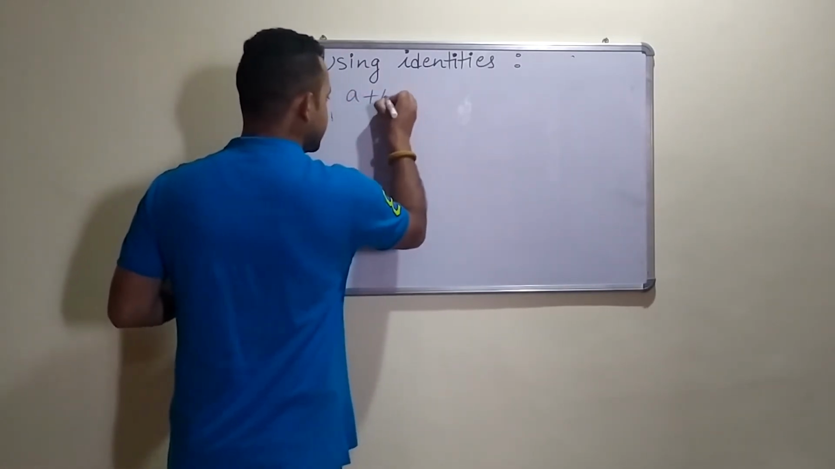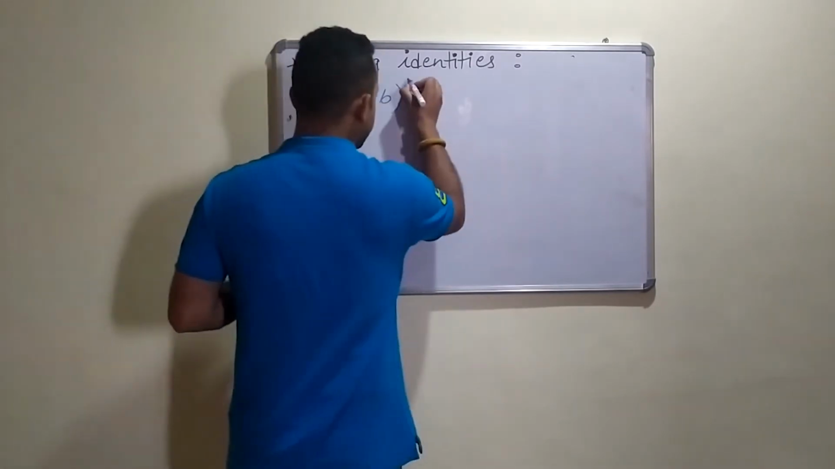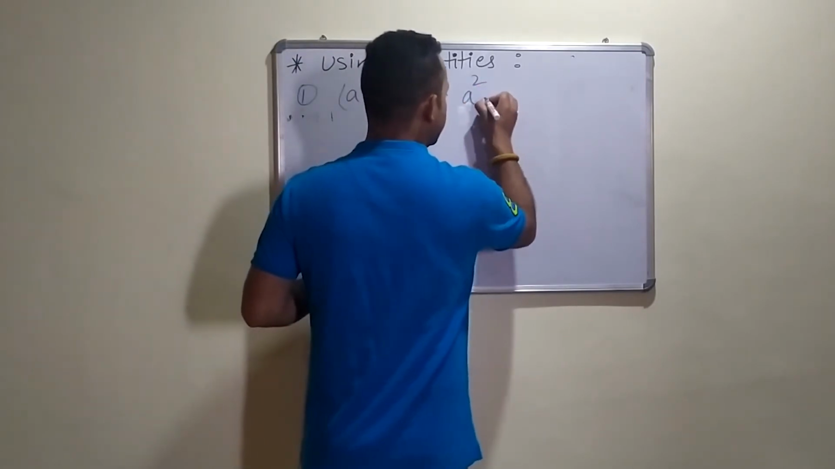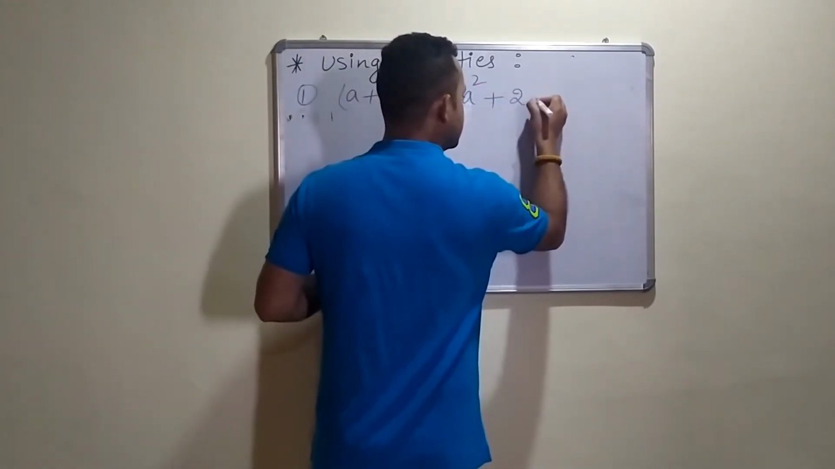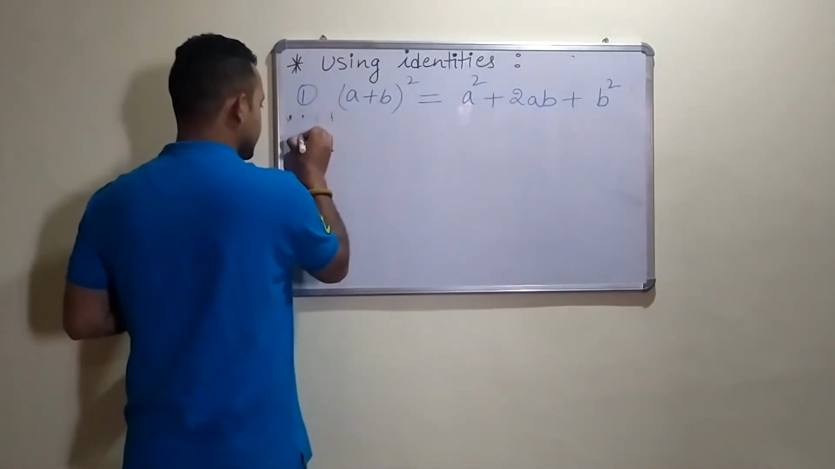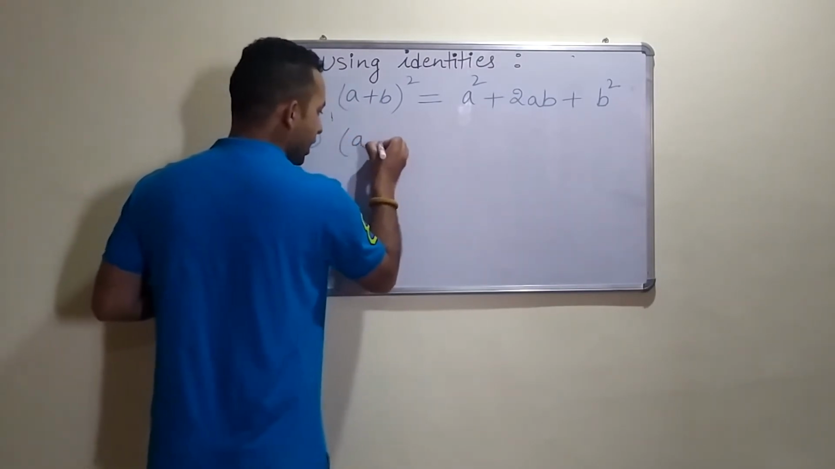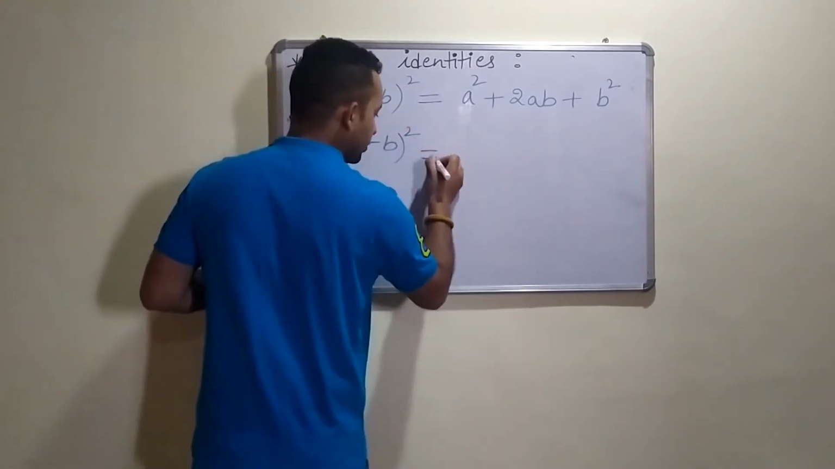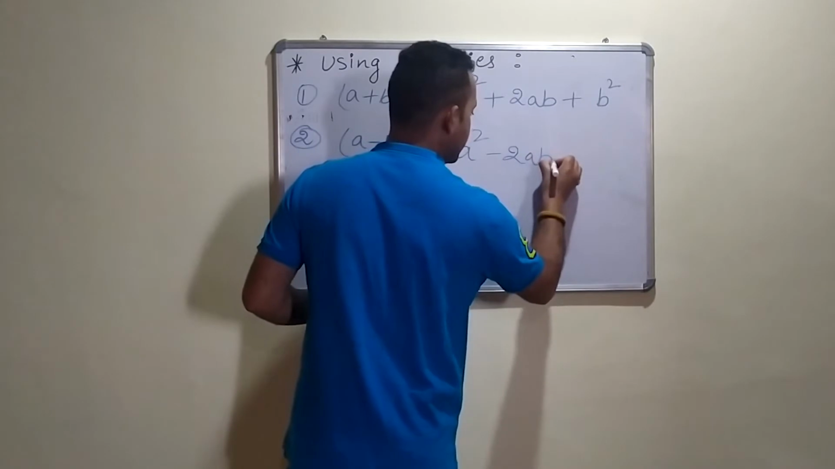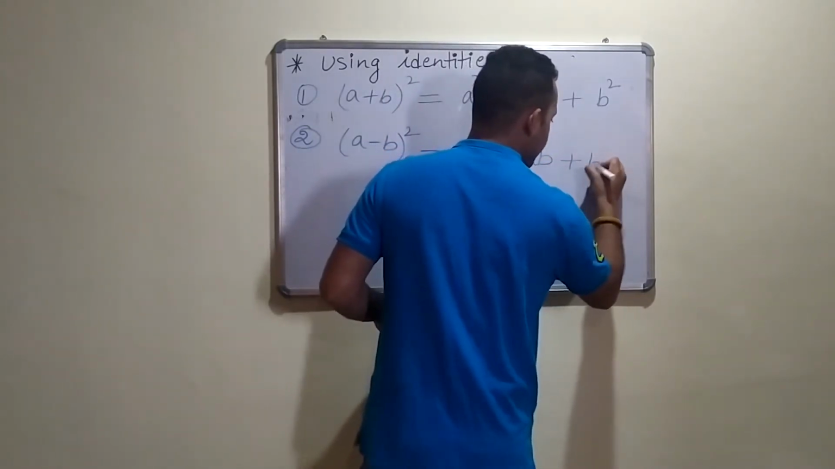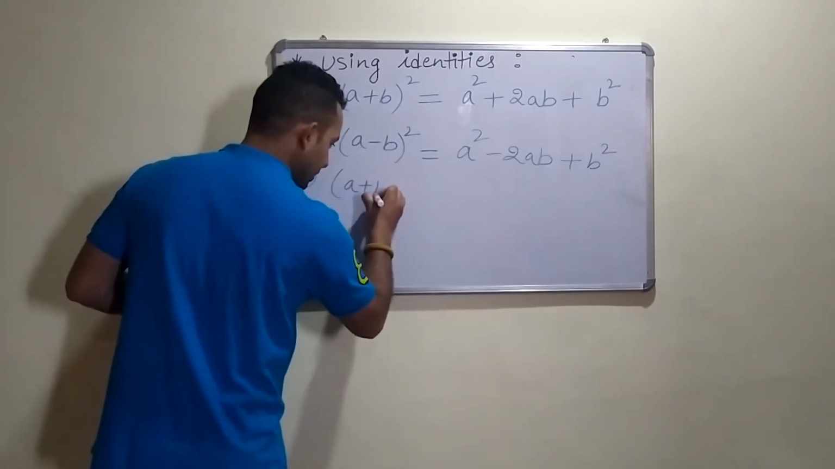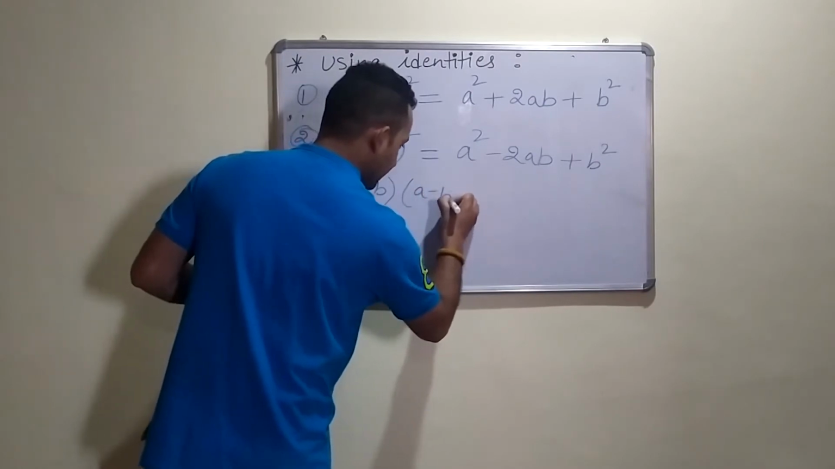So your first identity, the formula of the first identity, is a plus b whole square. You can write it as a square plus 2ab plus b square. Okay class, your second formula is a minus b whole square. You can write it as a square minus 2ab and then plus b square. Your third formula is a plus b and a minus b.